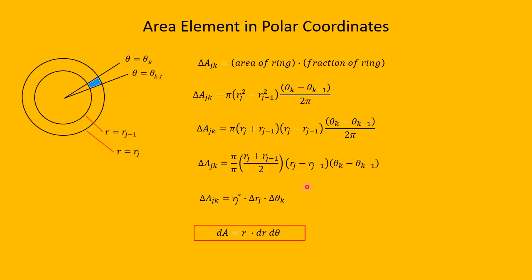And so if we let the lengths of each side shrink down towards 0, we get an equation involving differentials: dA is going to be r dr d theta. And this is what we're going to use when we integrate in polar coordinates. We will have a double integral of something times dA, and we'll use this to change it to an iterated integral, an integral of an integral.